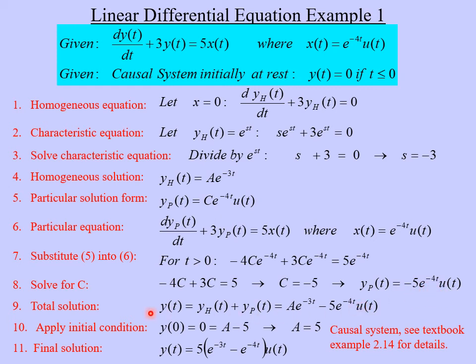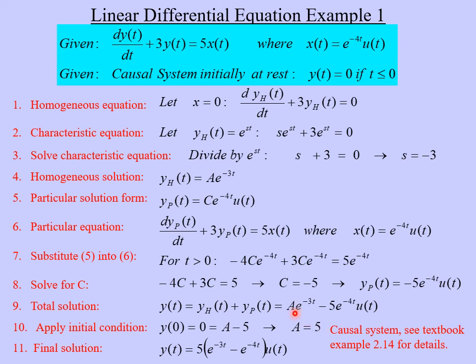So the total solution then to this problem is the sum of the homogeneous solution plus the particular solution. So here's the homogeneous solution. We add to that the particular solution right here. And the last thing we have to do is figure out what is a right here. Well, we get a from the initial condition. y at time 0 is equal to 0. That was given to us. And that equation becomes a minus 5 when t is equal to 0. Therefore, a is equal to 5.